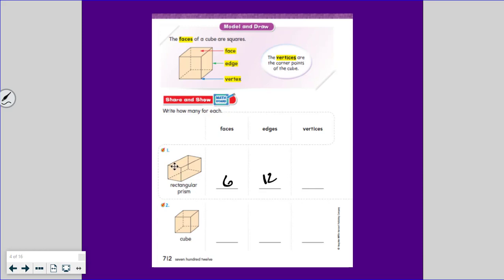And then if we're going to count the vertices, right, so 1, 2, 3, 4, 5, 6, 7, 8. So it looks like we have 8 vertices. Okay, we'll do the same thing with this cube. So faces, right, that's the flat parts. There's 1, 2 at the bottom, and then 4 around the outside. So 4 plus 2 is 6.